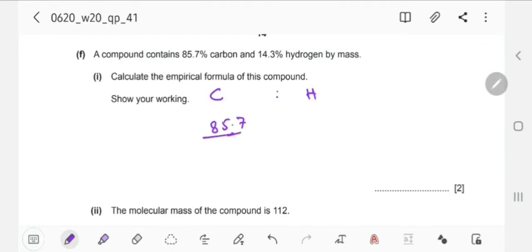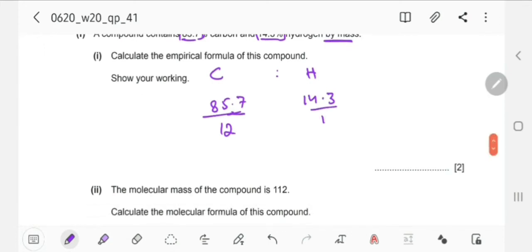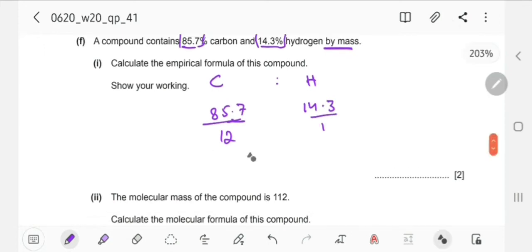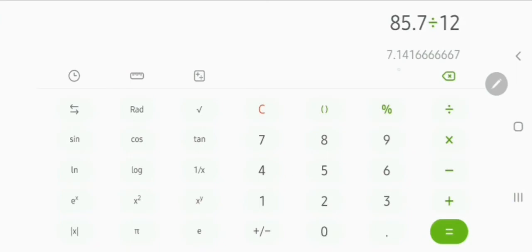First step we will be finding the mole ratio, which is mole is equal to mass over Mr. The percentage given is by mass, so we are considering these percentages as the masses. So 85.7, mole is equal to mass over Mr. Carbon would be 12, hydrogen would be 14.3 divided by 1. So our answer would be moles. Okay, it is 7.14.